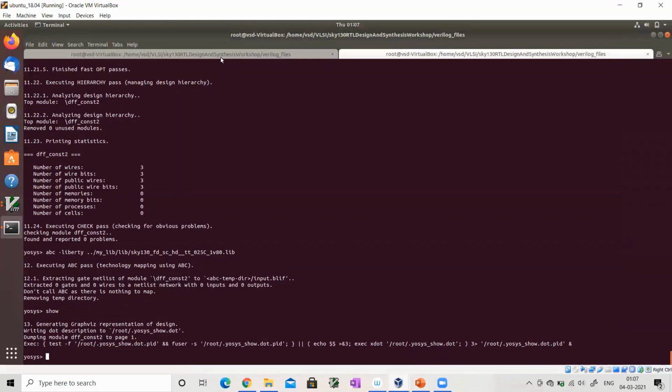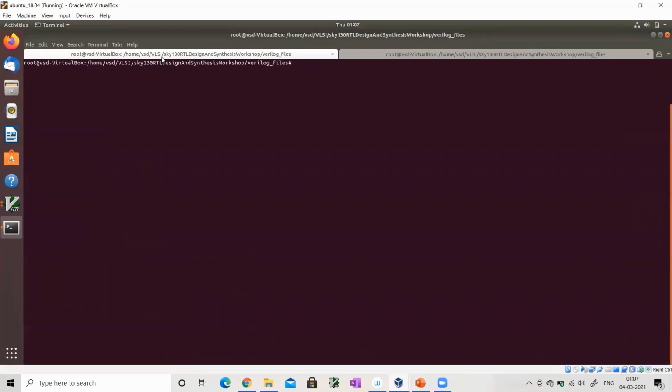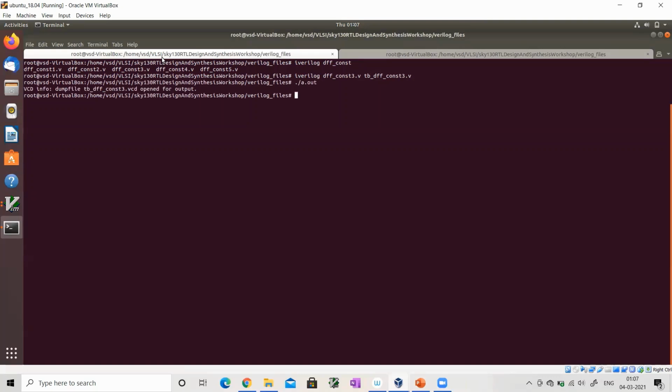So first let us simulate our design. To simulate, we are going to call iVerilog dff_const3 tb_dff_const3, then ./a.out, and then gtkwave.